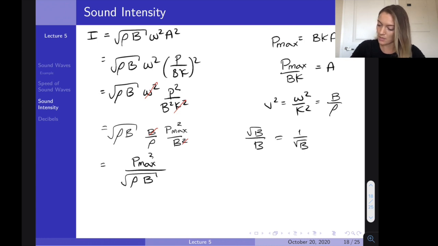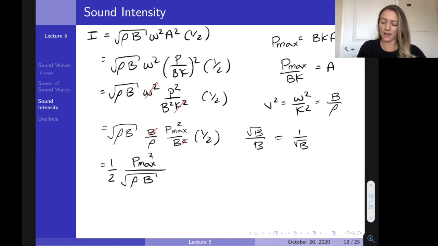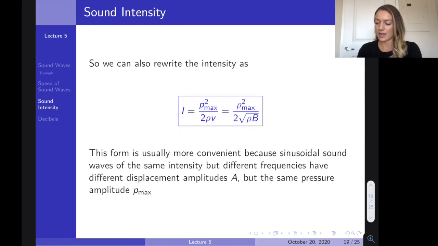And I think I forgot my 1/2. Sorry, so there should be a 1/2 here. So let's put a 1/2 from the time average. So it's 1/2 of the maximum pressure difference squared over the square root of the density times the bulk modulus. And you can see that right here. And then you can also rewrite it this way. So you could rewrite it any way you want.